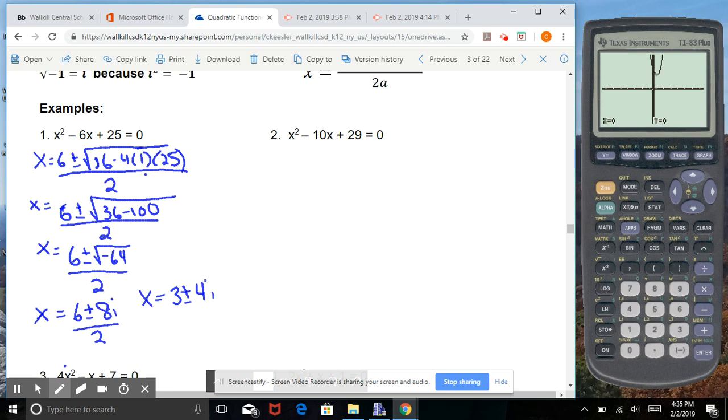Now, one term has an i, one term does not, so we cannot put them together. That's as simple as it gets. And because we have an i, we know we have non-real imaginary roots.